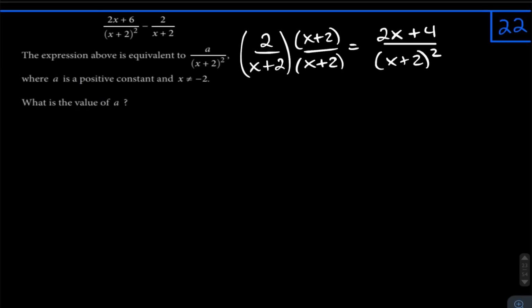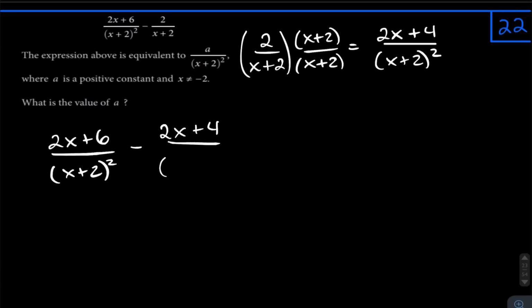So we are going to get 2x plus 6 over x plus 2 squared minus, remember what this new thing is, it's 2x plus 4 over x plus 2 squared. And then you just got to figure out what this denominator becomes. You can already tell if you're doing this right or wrong because a is just some positive constant. It's going to be like a 7 or a 9 or a 2, or something like that.